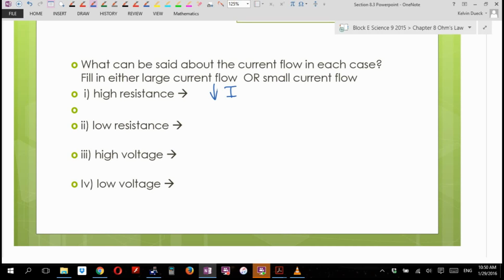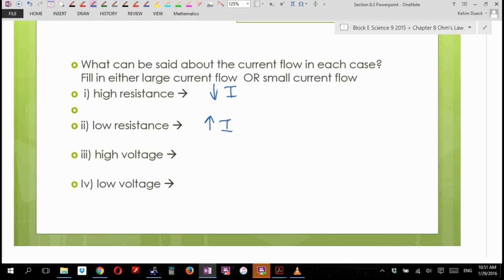What about low resistance, like an empty hallway? Okay. By the way, really what we're saying is if the material that you're using doesn't let electrons pass very easily, we call that a high resistance, and I'm going to get a small current. If the material you're using has a very low resistance, it lets electrons pass really easily. You get a lot of current.